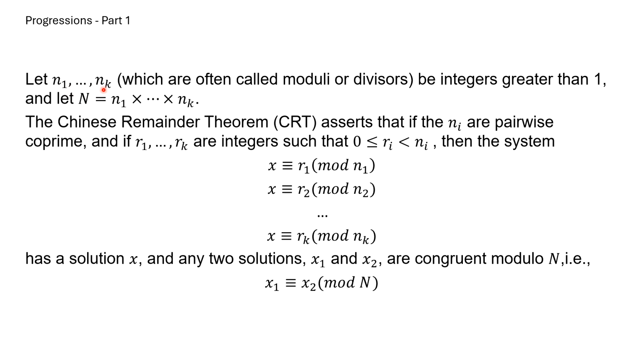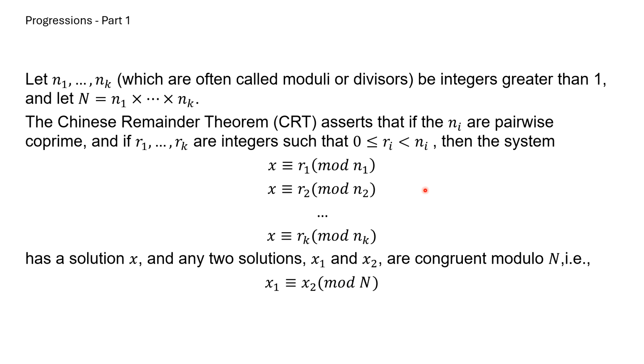Let n sub 1, n sub 2, up to n sub k be integers greater than 1. These are referred to as the moduli. And let n be the product of these integers. The Chinese remainder theorem asserts that if the n sub i are pairwise coprime, so in other words, if you pick any two of these, the GCD is 1, and if r sub 1, r sub 2, up to r sub k are integers that are greater than or equal to 0 and less than n sub i, for each i between 1 and k, then the system of congruences listed here has a solution x, and any two solutions, x1 and x2, are congruent modulo n.